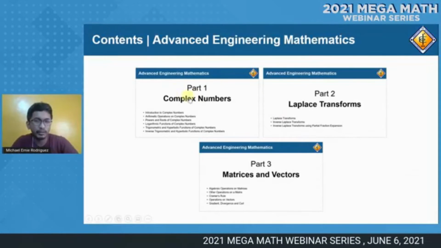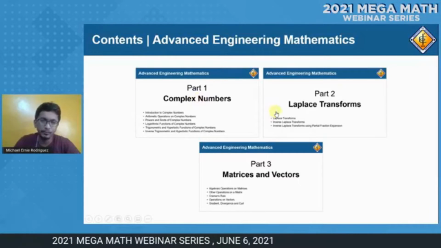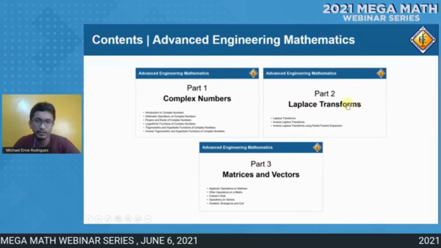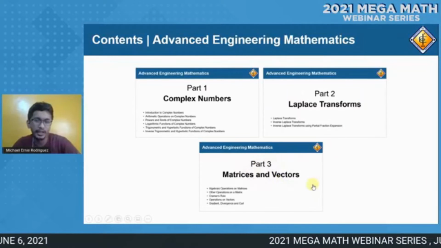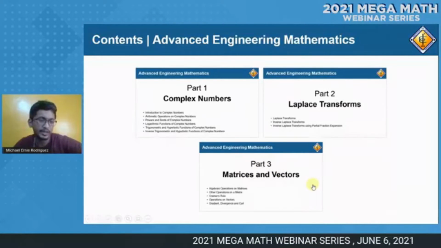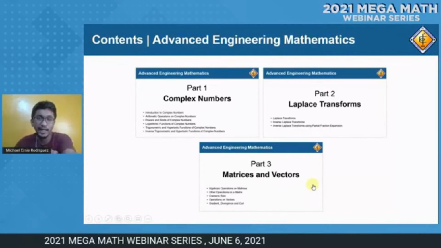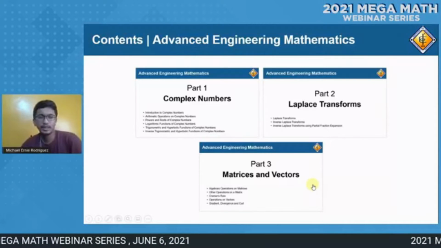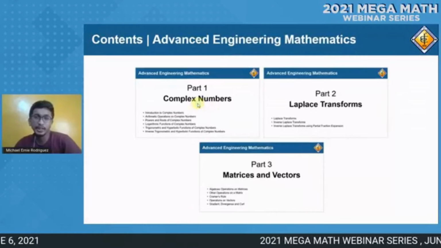So first part, we will discuss complex numbers. And then for part 2, Laplace Transforms. And for part 3, we will discuss matrices and vectors. Isama ko pa sana yung ibang topics, kaya lang medyo makukulangan tayo sa time. Okay? So let's start with part 1, which is complex numbers.